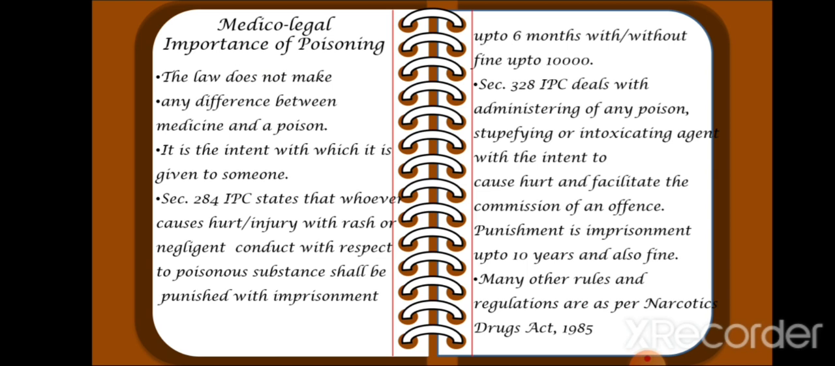The next part is medico-legal importance of poisoning. What is the medico-legal importance? That is, in the eyes of law, what is the importance of poison? The law does not make any difference between medicine and a poison. There is no difference between what is considered to be medicine and what is considered to be poison. It is the intent with which it is given to someone. Means if it is given to cure someone or it is given for a homicidal purpose, that determines what is a medicine and what is a poison.